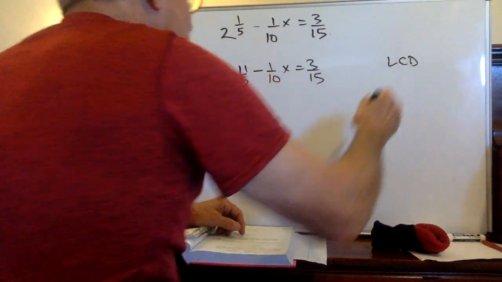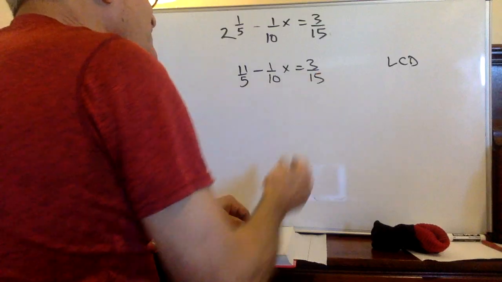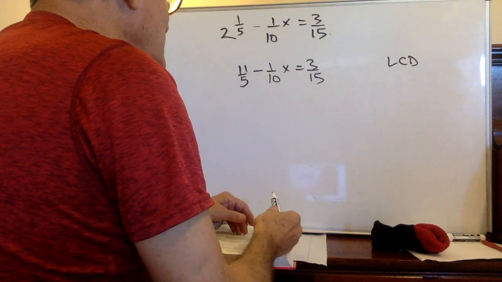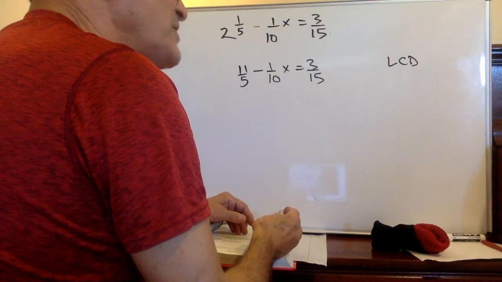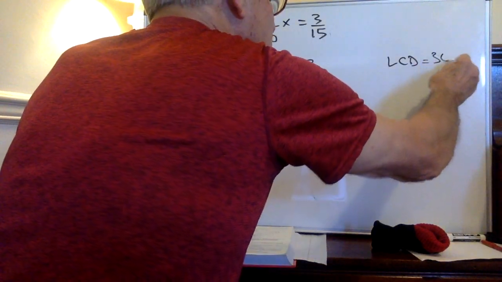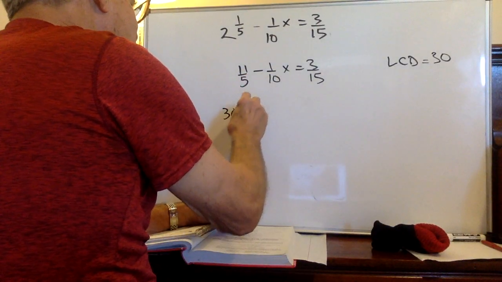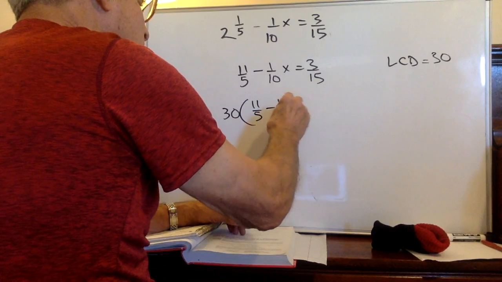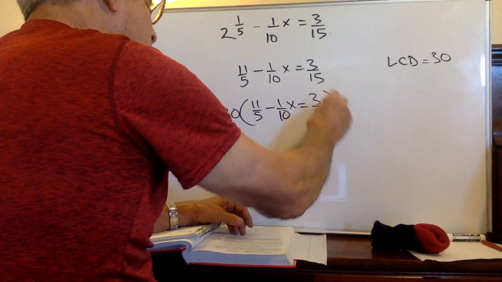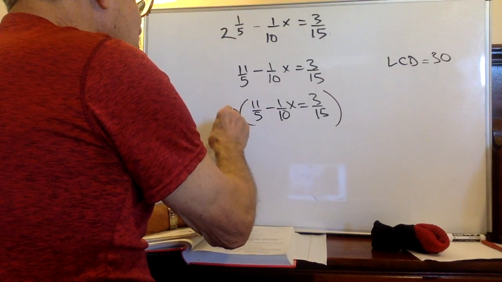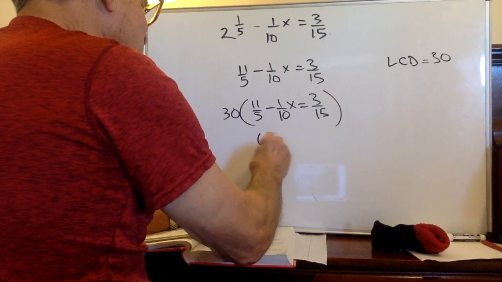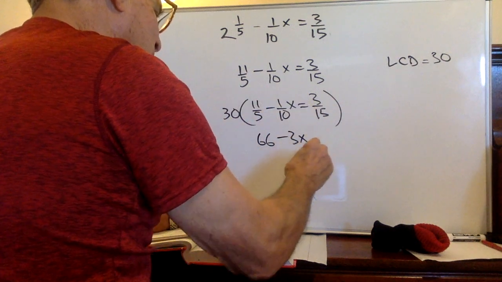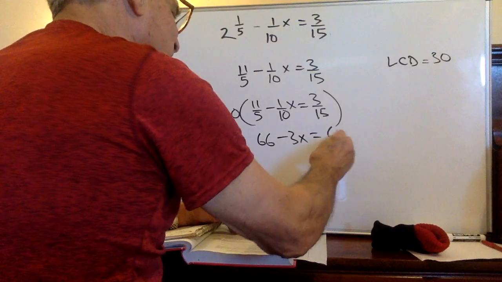Lowest common denominator between a 5, a 10, and a 15 is 30. That's 5 times 1, 5 times 2, 5 times 3. So the lowest common denominator is 2 times 3 times 5, or 30. So multiply 30 times the whole equation. 5 goes into 30 6 times. 6 times 11, 66. 10 goes into 30 3 times, negative x is minus 3x. 15 goes into 30 twice, equals 6.